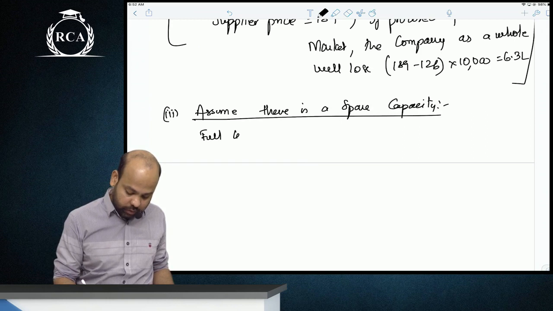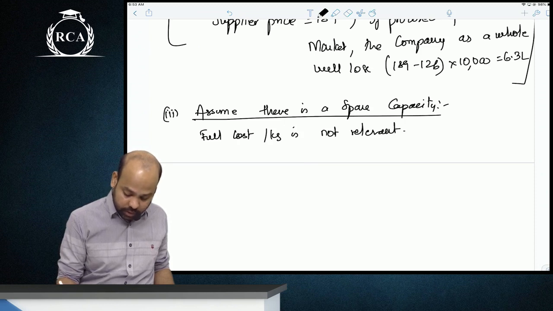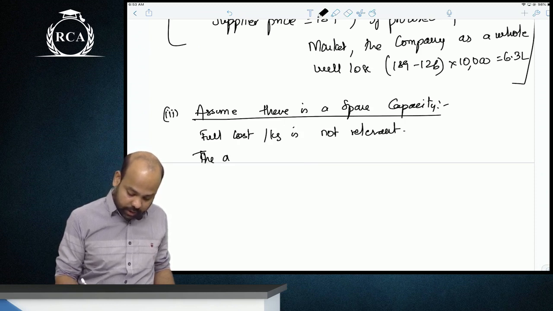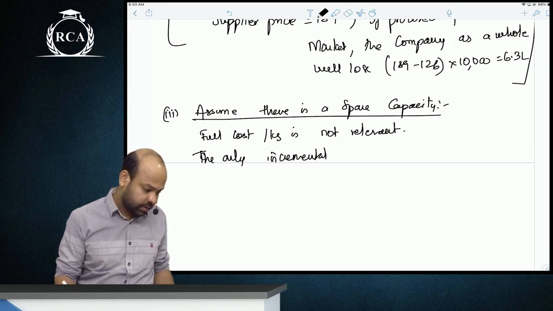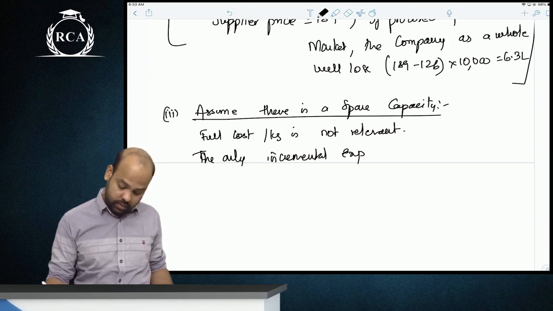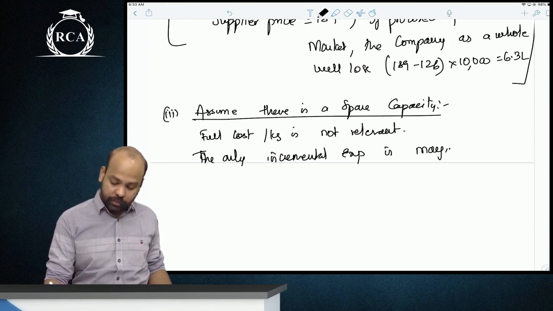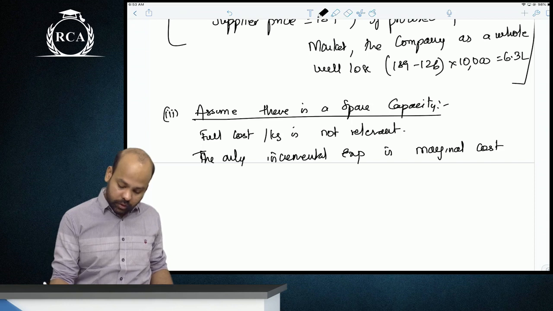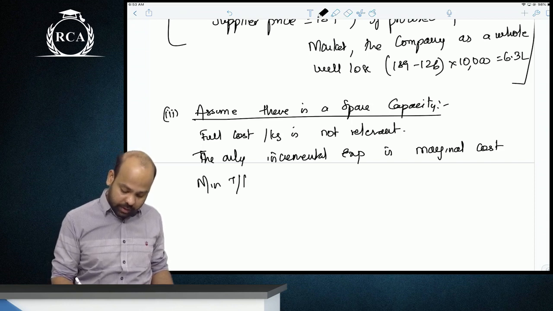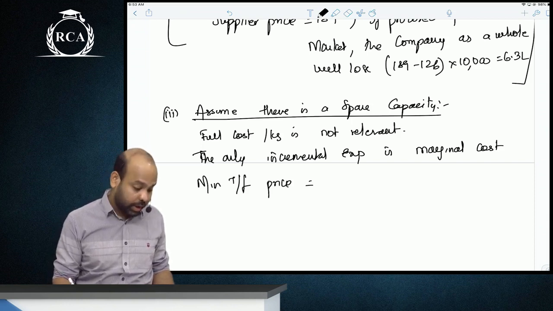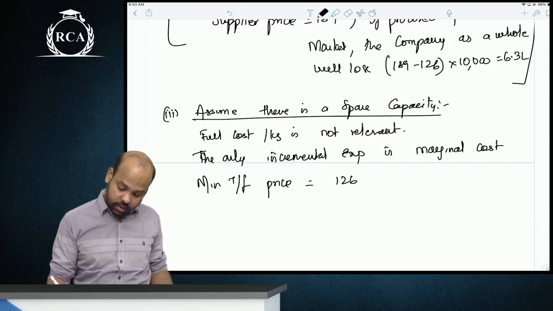Full cost per kg is not relevant. That is the most important point, guys. The only incremental expenditure is marginal cost. First understand what I am saying. So our minimum transfer price should be 126.